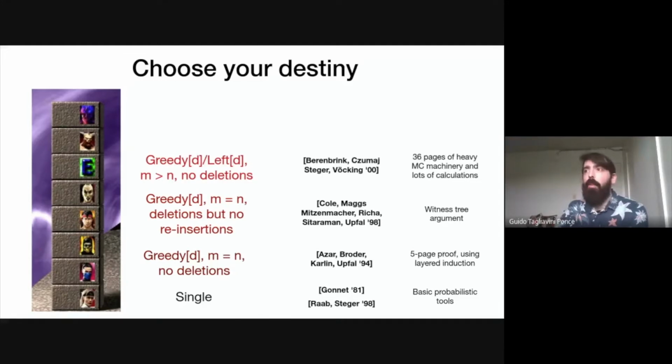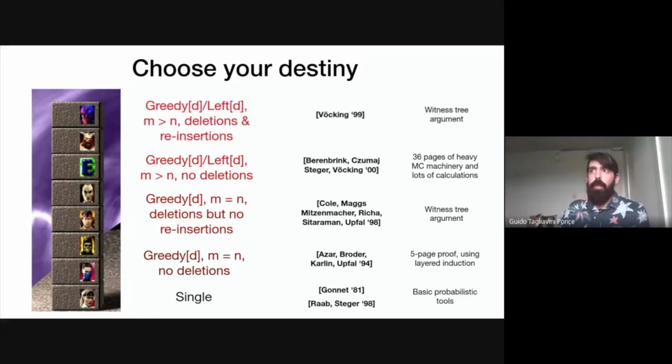And now it starts getting really, really, really challenging. So here you have proving bounds either for greedy D or left D when m is larger than n and you don't have deletions. And this was a 36-page proof using heavy Markov chain machinery and lots of calculations. And at the very top of the tower, you have greedy D or left D when m is larger than n and you have deletions and reinsertions. And this was only attempted in a paper by Vöcking, where he also used witness trees. But the thing with this paper is that the bounds are weak.